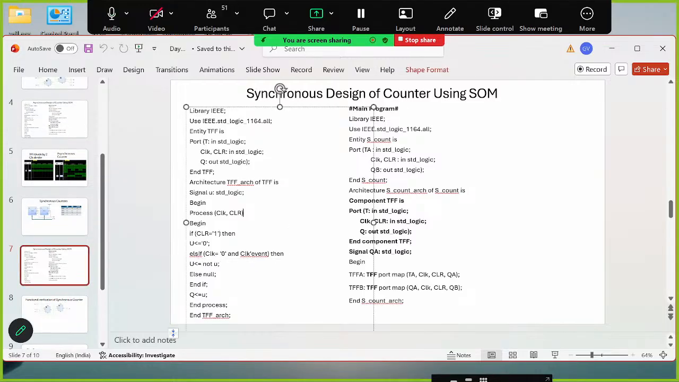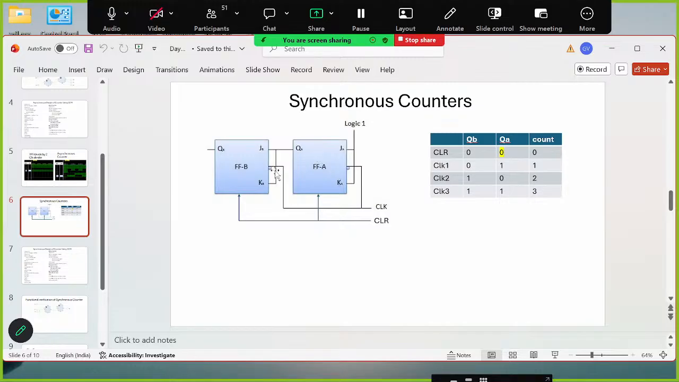Yesterday we were focusing on designing a synchronous counter like this. In it we have two flip flops because it's a 2-bit synchronous counter. Both these flip flops are T flip flops, but they are connected in such a manner that they act as a 2-bit synchronous counter. The logic behind this is as follows.